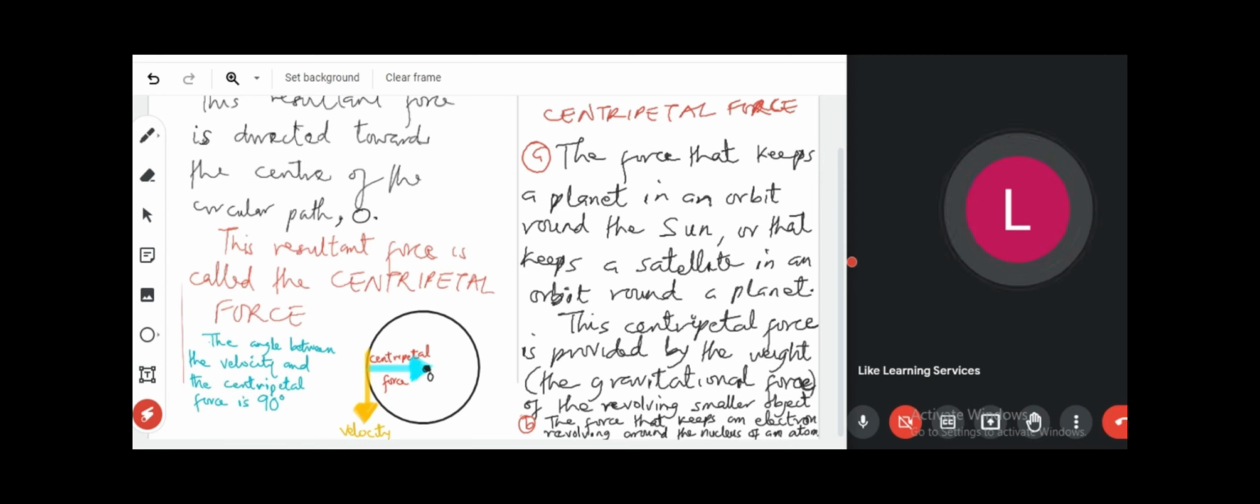Now, if we are talking about a satellite like the moon, which is the natural satellite of the Earth, the moon moves around the Earth, or an artificial satellite moves around the Earth. In this case, the Earth is at the center and the moon is moving around it. So it is also the centripetal force that helps the moon to move around the Earth, and that centripetal force is provided by the gravitational pull between the moon and the Earth.